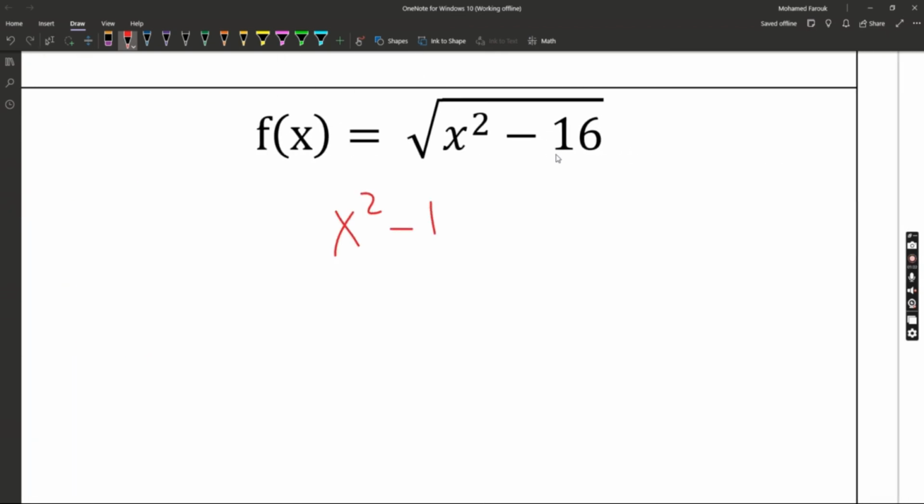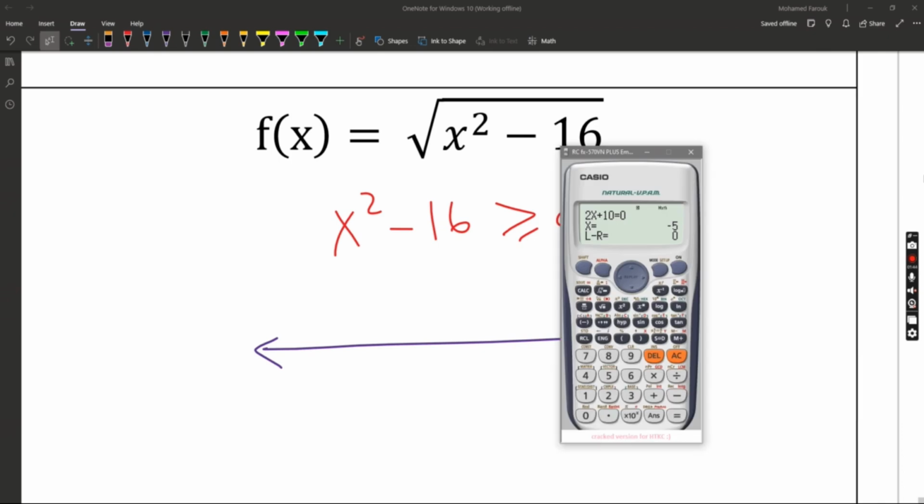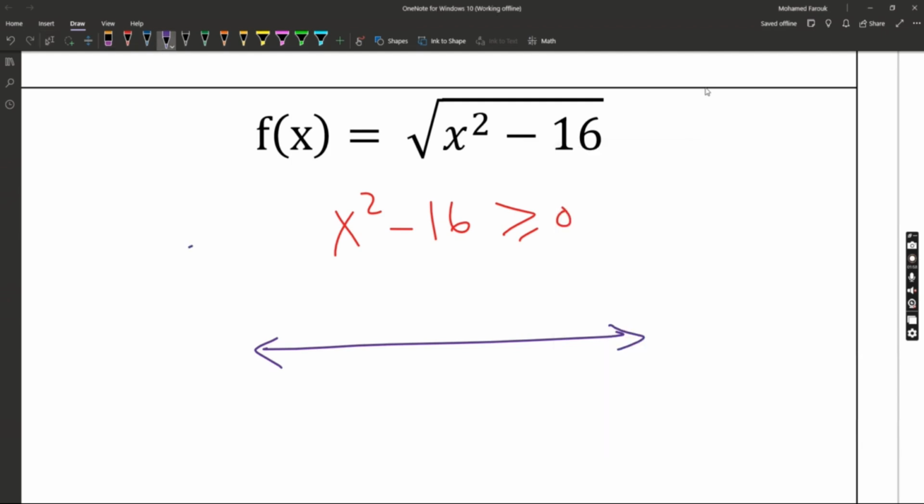You will take x squared minus 16 and say it's bigger than or equal to 0. Actually, for this one you have to draw a straight line and use your calculator. Use the quadratic formula. Mode 5 is 3. Coefficient of x squared is 1. Coefficient of x is 0. The constant term is negative 16. It's 4 or negative 4. Okay, we will start with negative 4 and then 4, exactly as these 2 points.